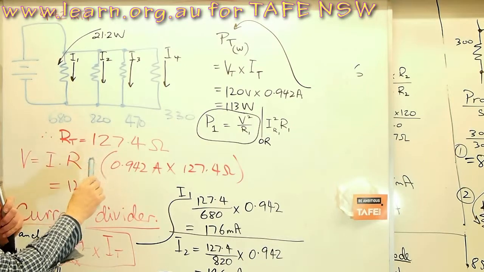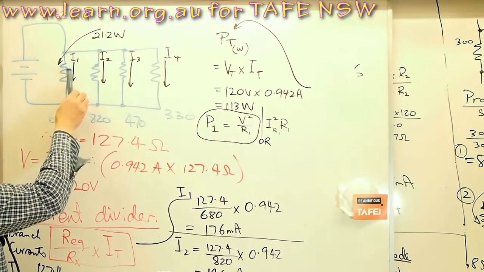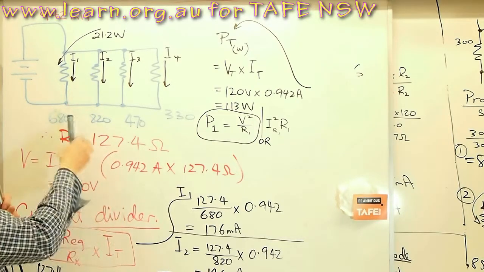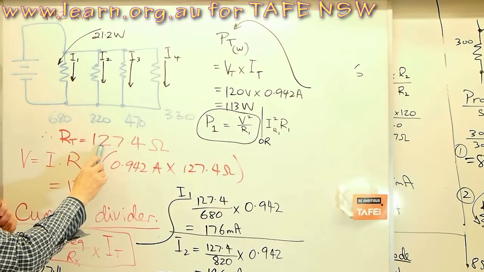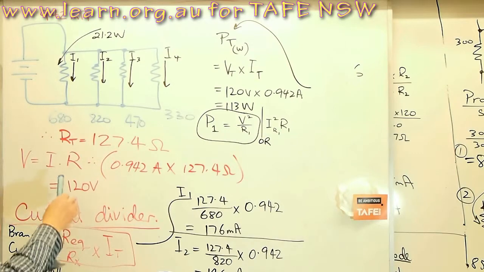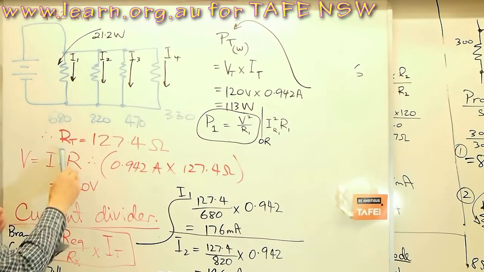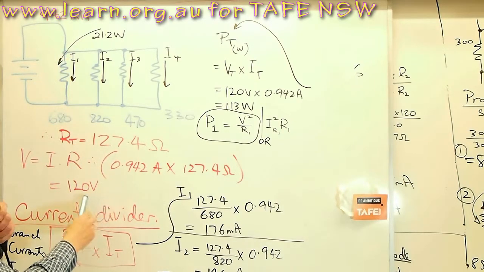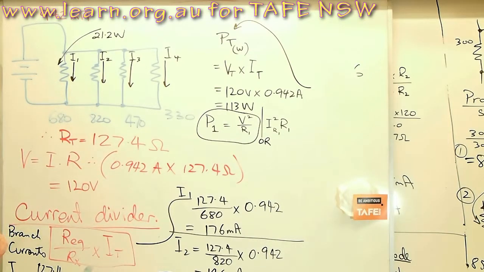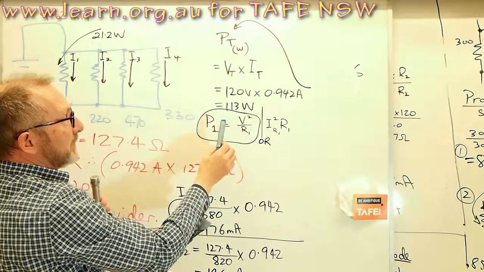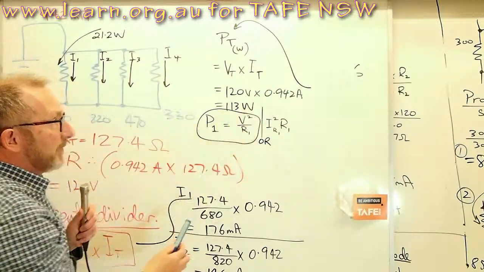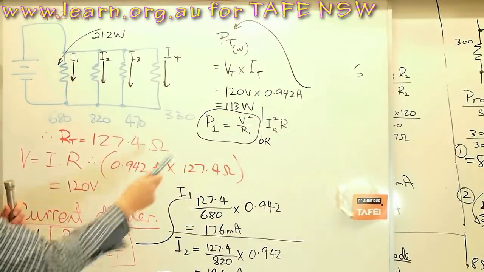In this case, we'd have to use the reciprocal rule, or the sum of the conductances, so to say, and we come up with 127.4 ohms of total resistance, and then multiplying the total circuit current times that resistance, we come up with the fact that we've got 120 volts of supply voltage coming into this circuit. We can work out the total power in the circuit by simply the supply voltage times the circuit current. We've got 113 watts, and then that's the total power.